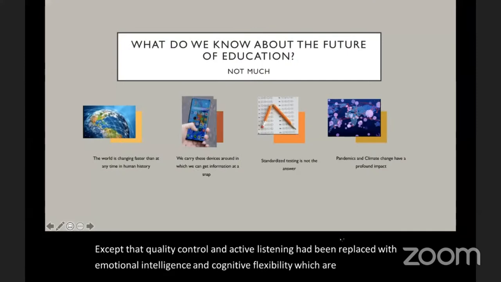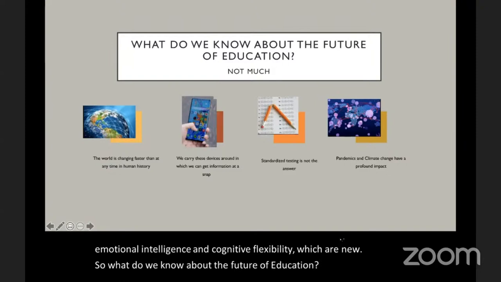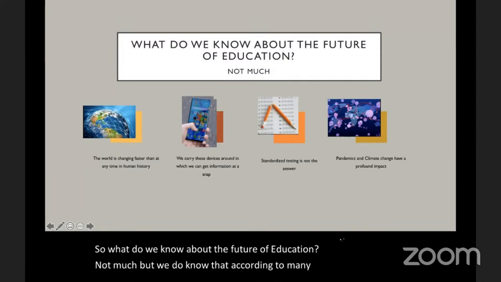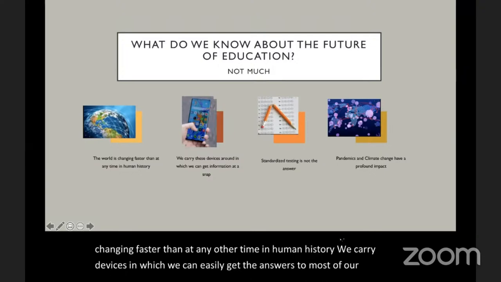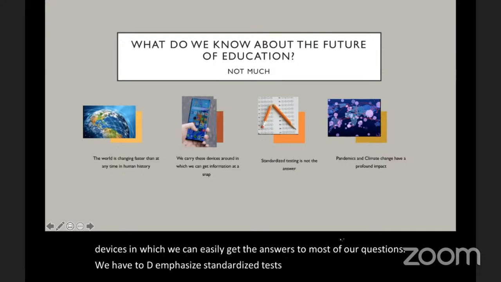So what do we know about the future of education? Not much, but we do know that according to many experts, the world is changing faster than at any other time in human history. We carry devices in which we can easily get the answers to most of our questions. We have to de-emphasize standardized tests, and pandemics and climate change have a profound impact on education.